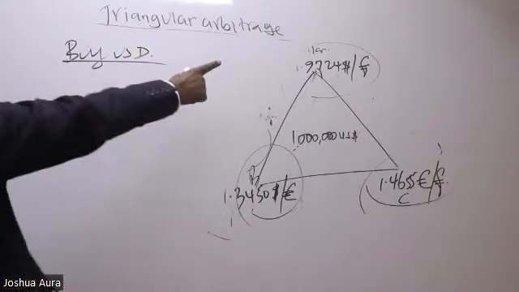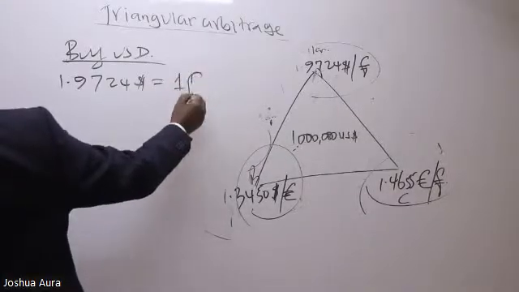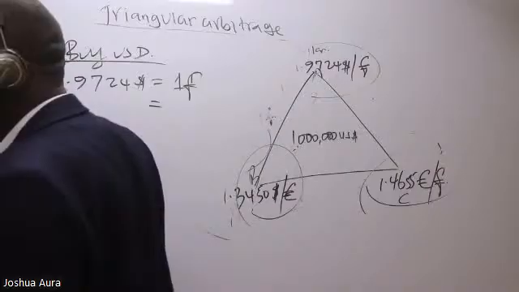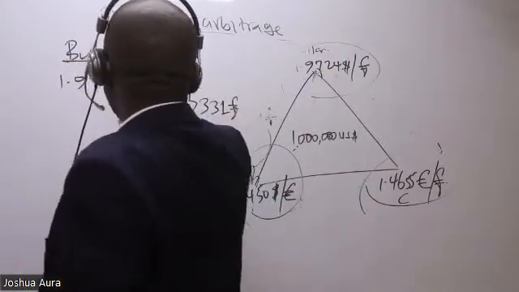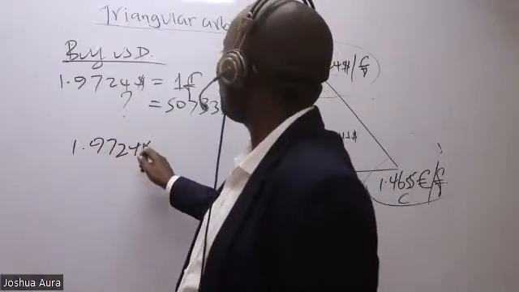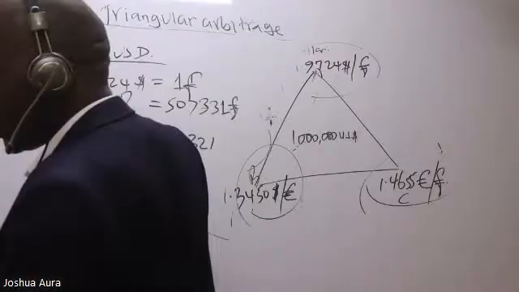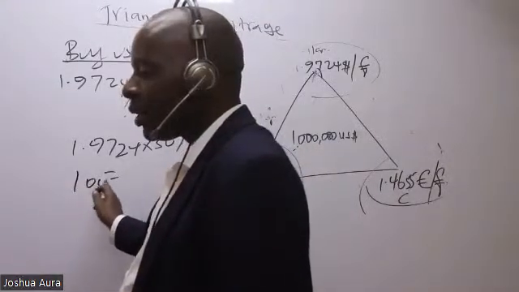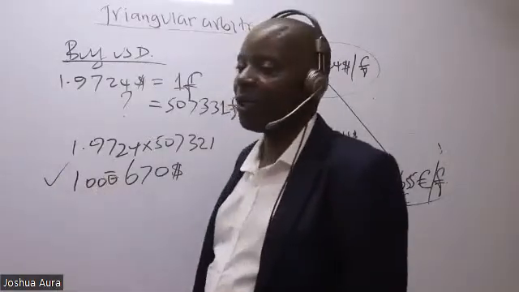These US dollars, we have the rate there. It is $1.9724 equals 1 pound. Unfortunately, we happen to be having the pounds, 507,331 pounds, like that. So when you cross multiply, this times this, it will be 1.9724 times 507,331, which will give me how many dollars? We are getting here $1,000,670, like that.